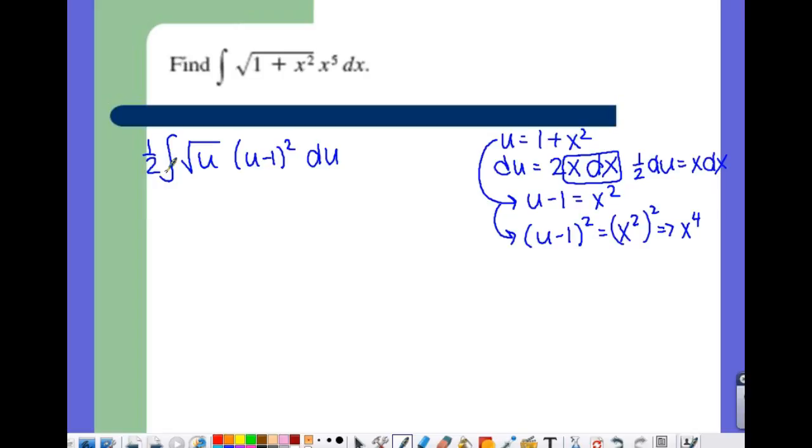How can I clean this up? Because there's not really an antiderivative product rule. So what we're going to do is you have to square the FOIL, the u minus 1, and then distribute the square root. So here's where the algebra really plays a role in the calc. That becomes u to the 1/2. u minus 1 squared becomes u squared minus 2u plus 1.